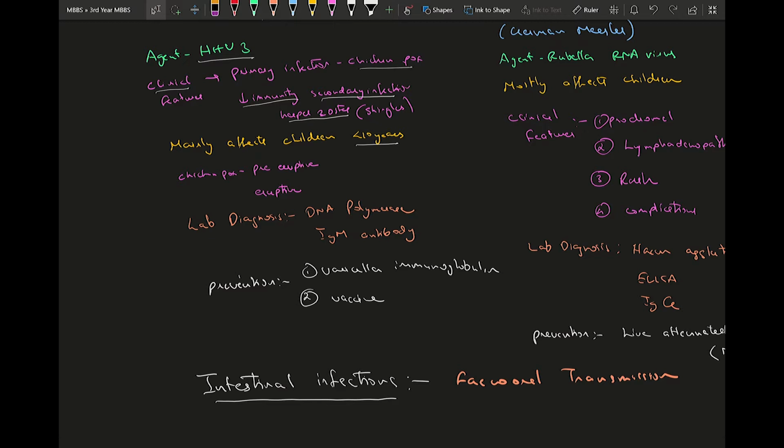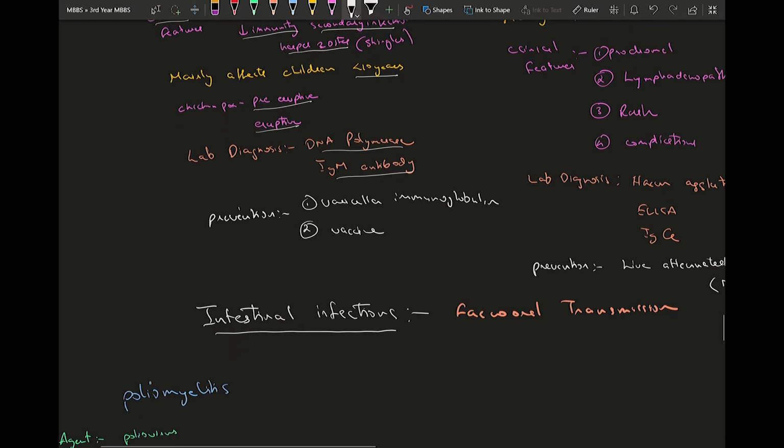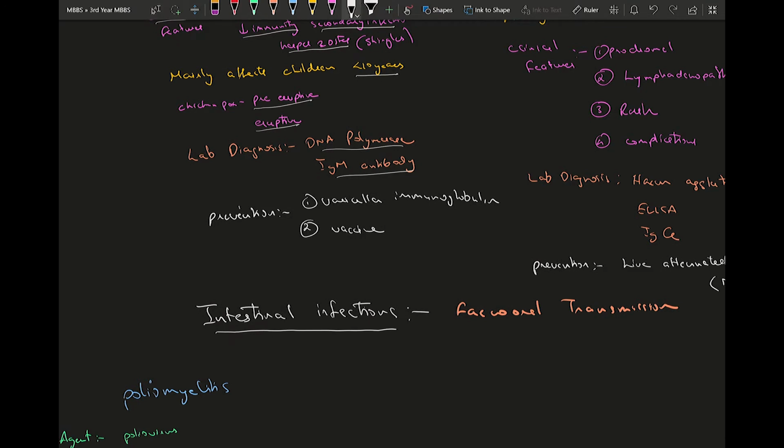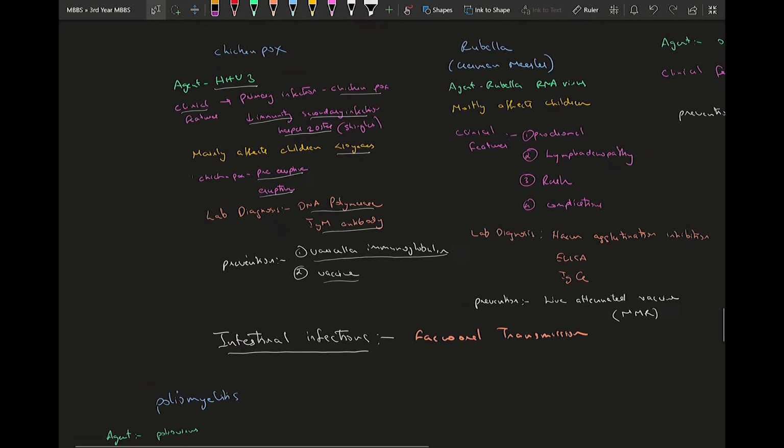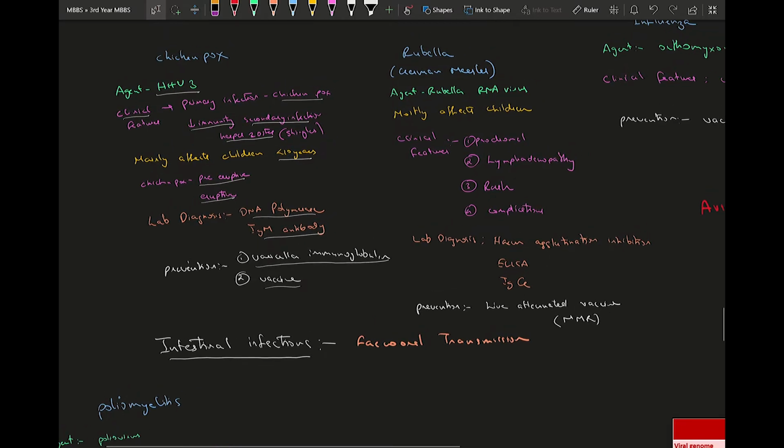There are two stages, pre-eruptive and eruptive. When those rashes start appearing, they're in the pre-eruptive stage. After a while, they burst out, and you can see only the scars produced by these rashes. The lab diagnosis is again DNA polymerase and IgM antibody. How do you prevent this? You can use varicella immunoglobulin, which is passive immunity, and there's a vaccine present for chickenpox. So that is all about chickenpox.